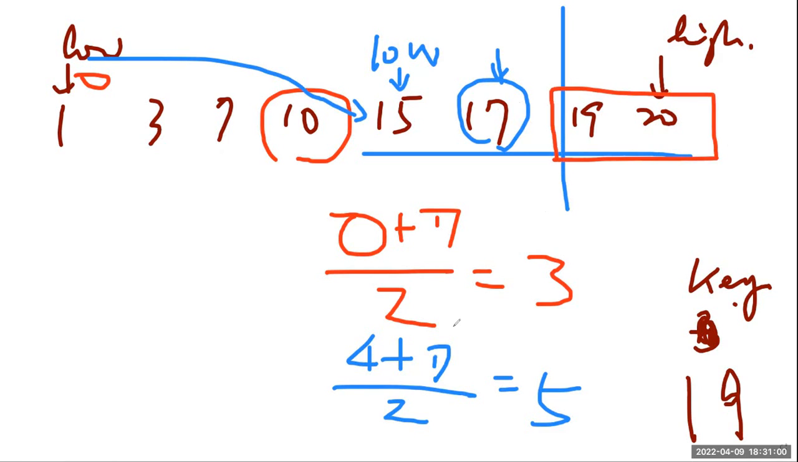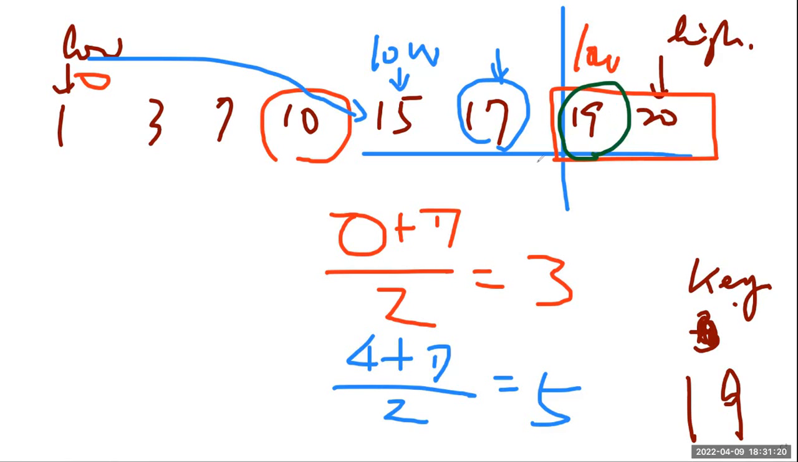So basically you're searching this portion now, right? Yes. So your low moves to here, high moves to here. So what would be the next middle value now? 6 plus 7 over 2, so that's 6, index 6. That corresponds to 19. So that'll have finished the algorithm.